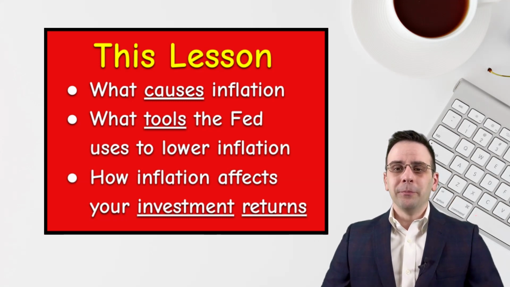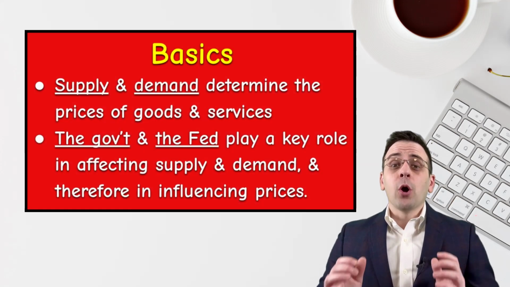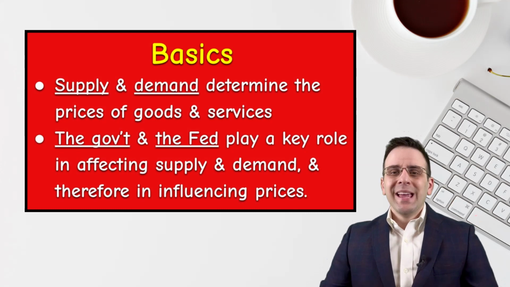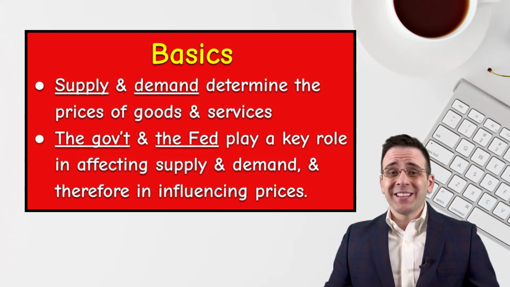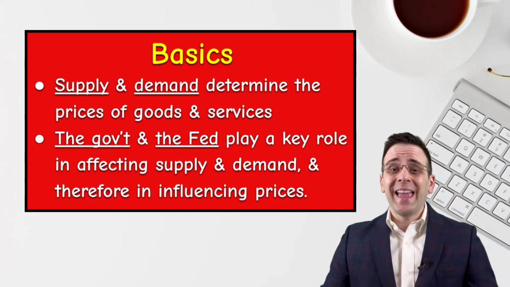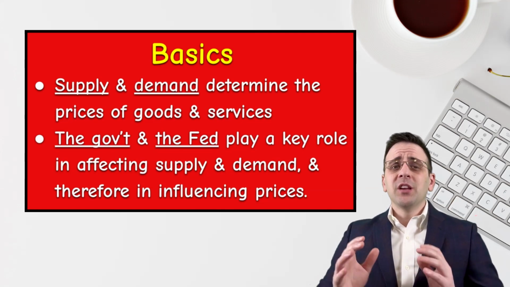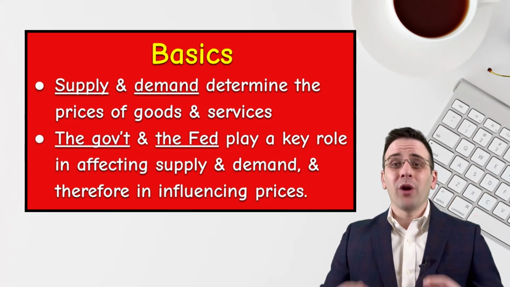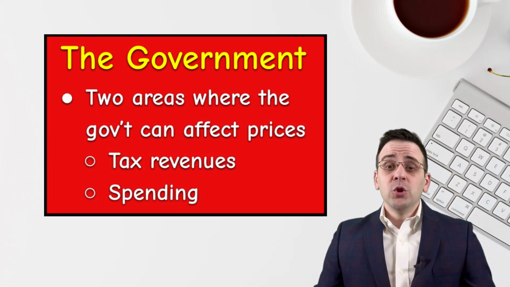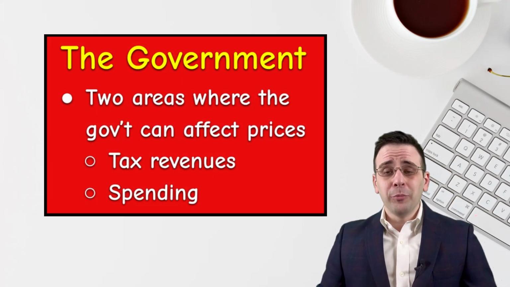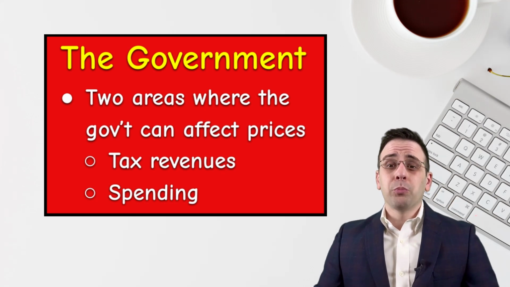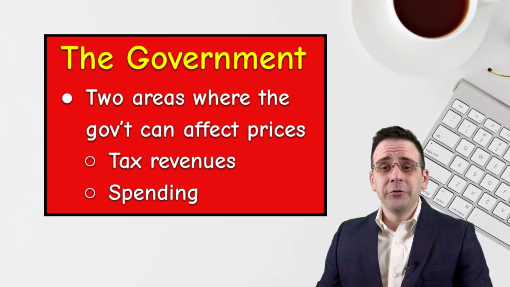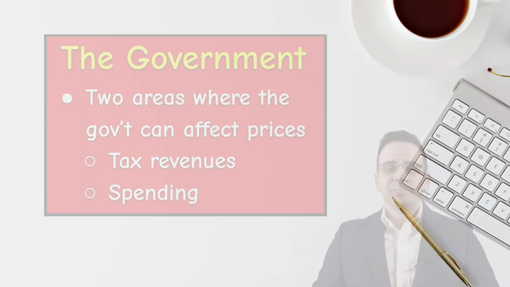Here we go. Let's begin with the causes of inflation. As we learned in our last class, the price of something is a function of the supply and demand for it. The government and the Federal Reserve play a role in influencing prices and, in turn, inflation. The two primary levers that the government can pull that will influence prices are tax revenues and spending.